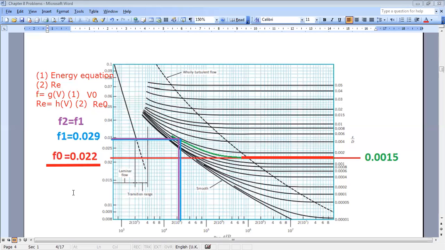Now what I should do is check if V0 and Reynolds 0 really correspond to F0 or not. How can I do this? I already have epsilon over d, and now I calculated my new Reynolds number. So if I know two parameters, epsilon over d and Reynolds, I can find a new value of F from the Moody chart. So here, if you perform your calculation, I will show you how they did it here in the solution.